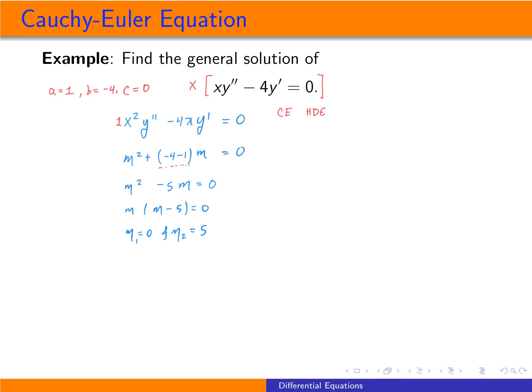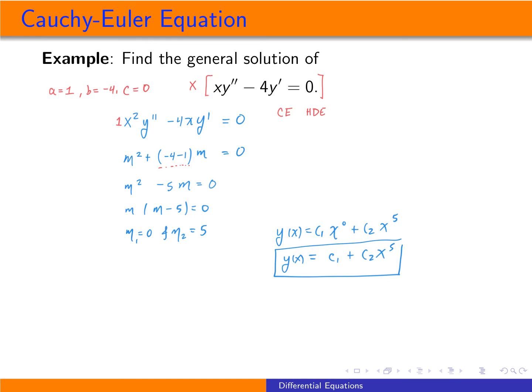So we fall into that first category of having two distinct real roots. Therefore, the general solution is going to be, in this case, c1 times x to the 0 plus c2 x to the 5th. And typically, whenever I'm dealing with this x to the 0 quantity, I will simplify that down to just be 1. So we have c1 plus c2 x to the 5th, providing the general solution of this second-order homogeneous Cauchy Euler equation.